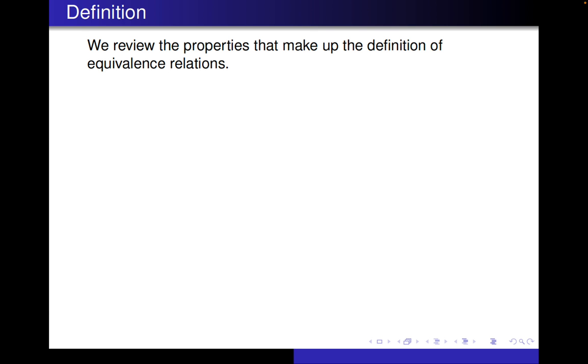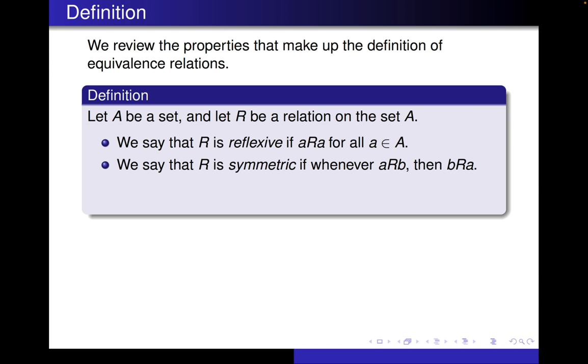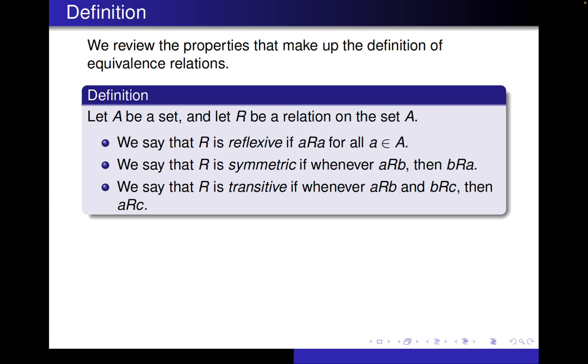So here are the properties that make up the definition of equivalence relations. Let A be a set and let R be a relation on the set A. We say that the relation R is reflexive if every element is related to itself. So a is related to a for every element a in the set A. We say that R is symmetric if whenever a is related to b, then b is related to a. And we say that R is transitive if whenever a is related to b and b is related to c, then we conclude that a is related to c.